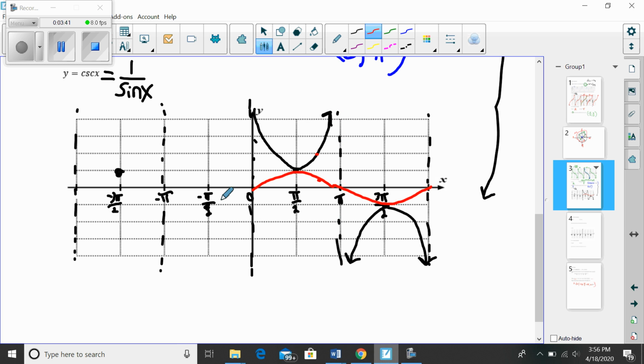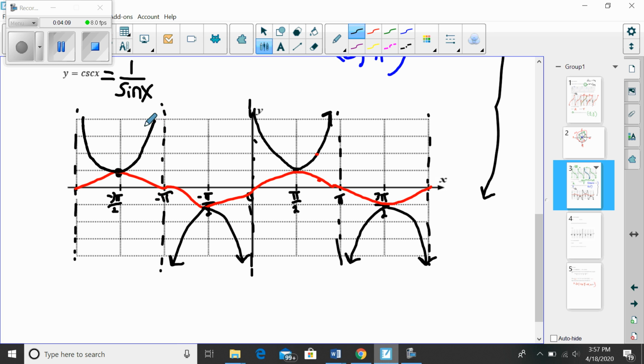Okay, and so again, I could continue this over here. The sine curve does this, and that's going to mean that its reciprocal does this. So I have the same exact domain that I had in cotangent.